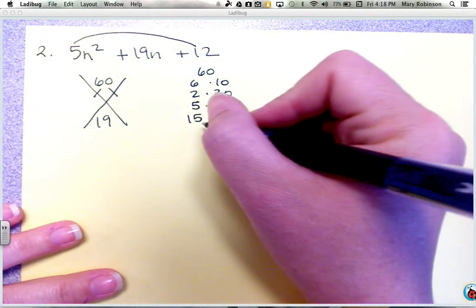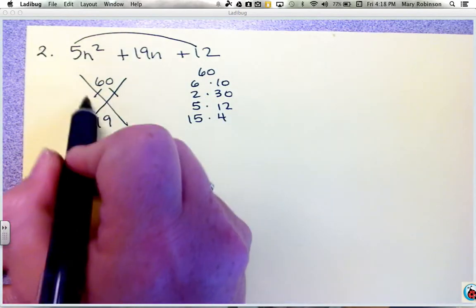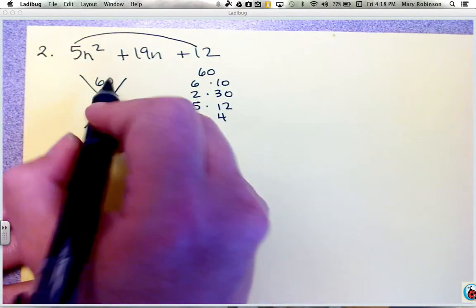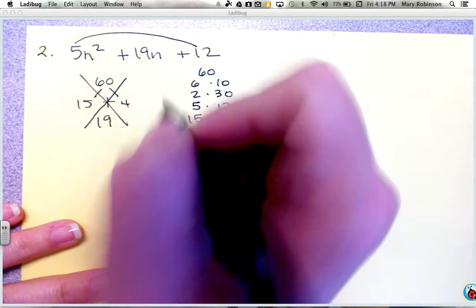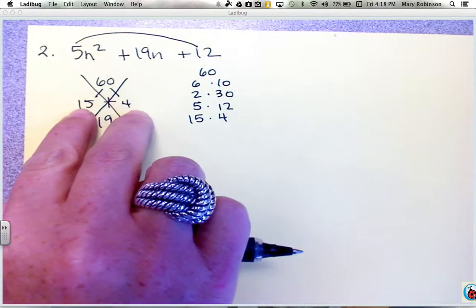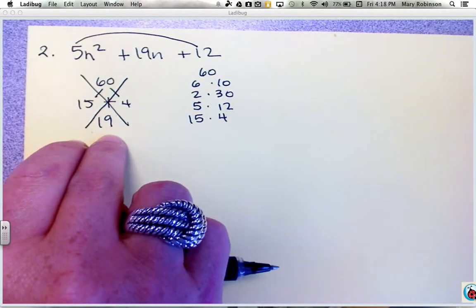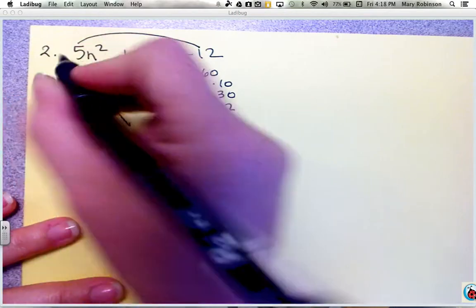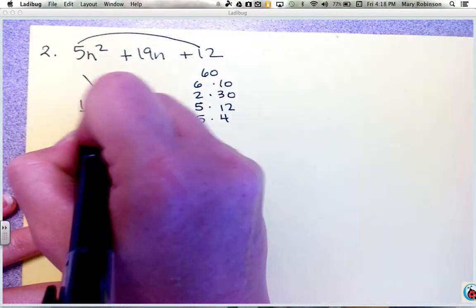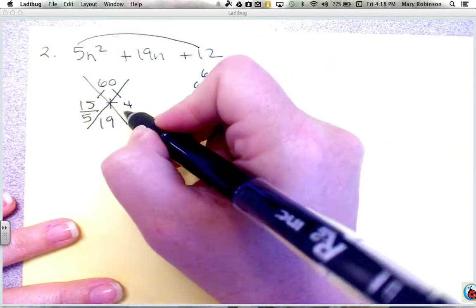Since 15 and 4 are both positives, we're going to add the factors here. No negatives here. 15 and 4 are the winners. 15 and 4 multiply to give me 60, but add to give me 19. Since I have these values, I'm now going to take my 5, my a value, and simply divide by 5.